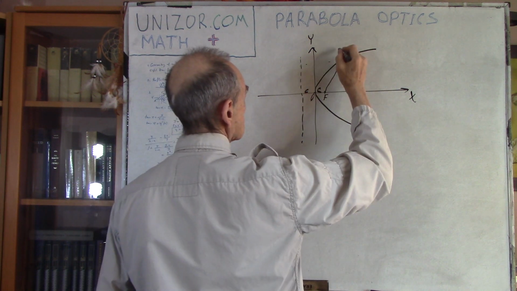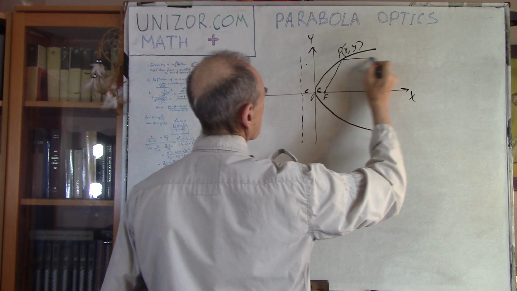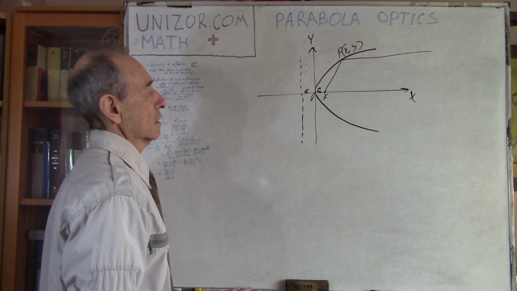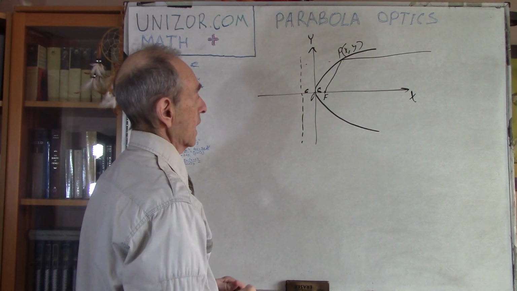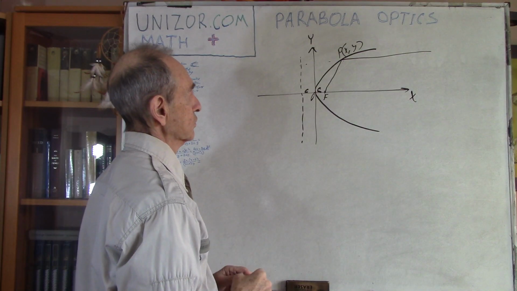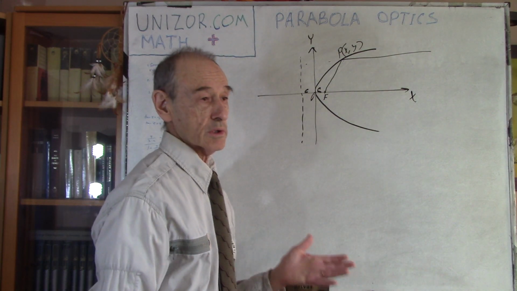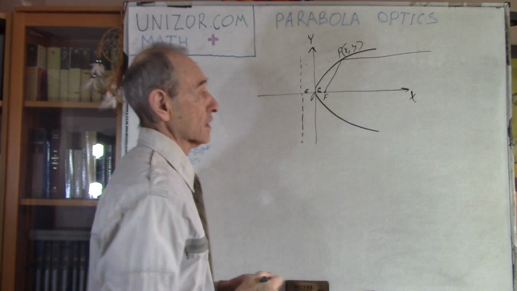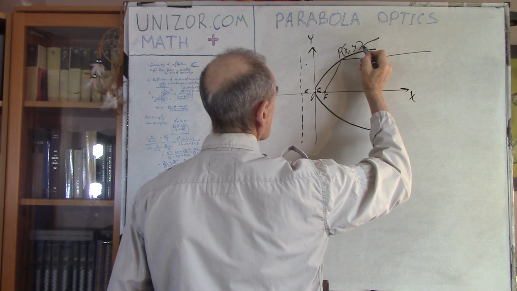Okay, so let's say this is point P, x, y, and I would like to prove that the reflection would be parallel to the axis of symmetry of parabola. So that's what I want to prove. Okay, again, to talk about the reflection, I have to have a tangential line. So let's say this is tangential line.